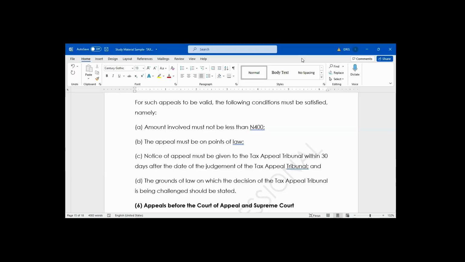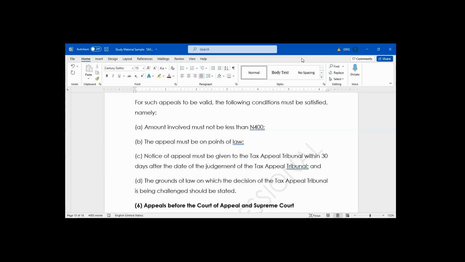You must notify them of the ground of law on which the decision of the Tax Appeal Tribunal is being challenged. The reason why you want to challenge the decision of the Tax Appeal Tribunal, either as a tax authority or as a taxpayer, you must state it if you want to take your case to the Federal High Court. So you can be asked, what are the conditions of taking a case to the Federal High Court? The amount involved must not be less than 400 naira. The appeal must be on a point of law. The notice of appeal must be given to the Tax Appeal Tribunal within 30 days after the date of judgment of the Tax Appeal Tribunal.